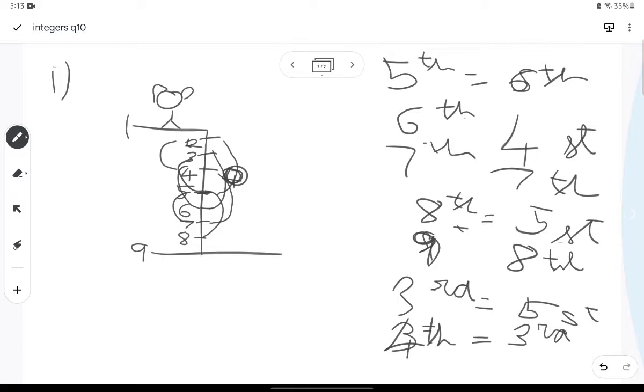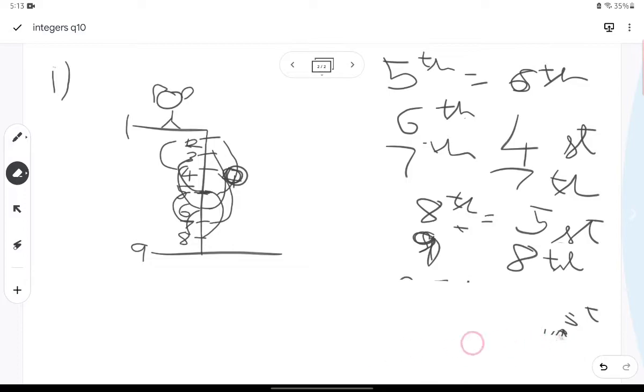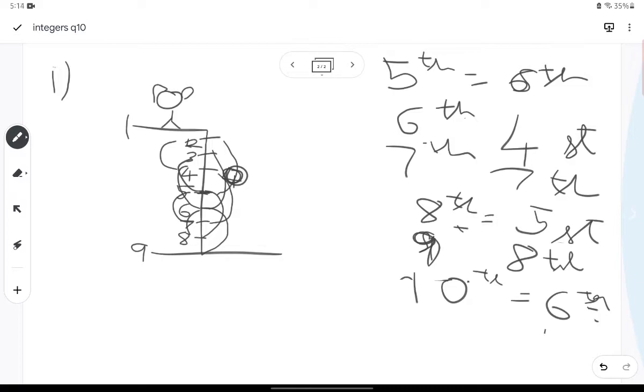Now the 9th time, he will be at 6. Now if he moves 3 steps down, 6 plus 3 becomes 9. So on the 11th step, he will be at the 9th step. So he is drinking the water. So we have solved the first one.